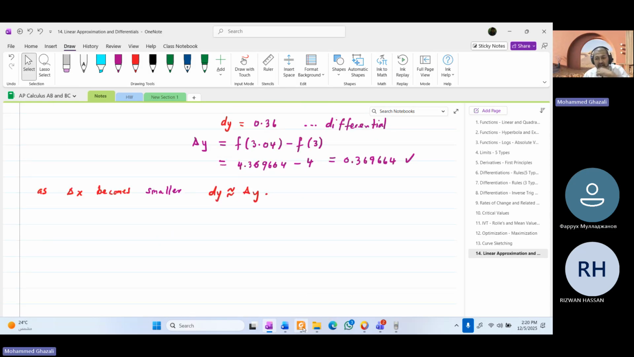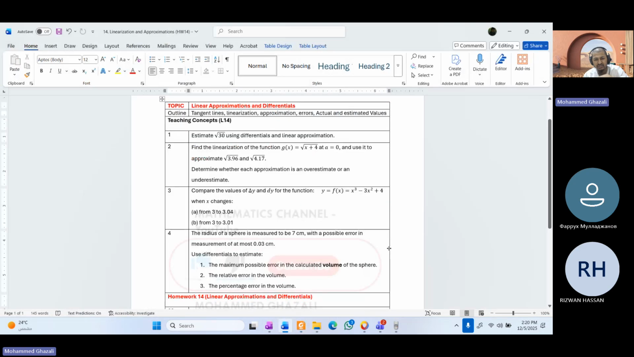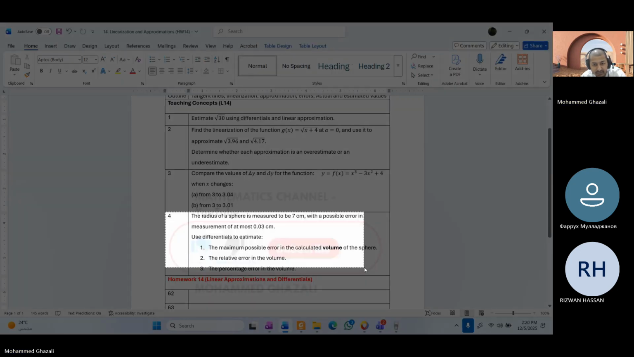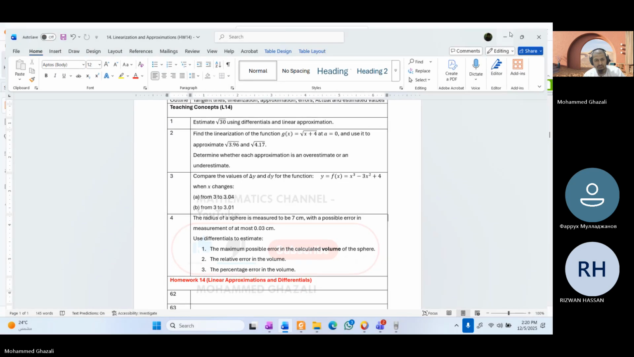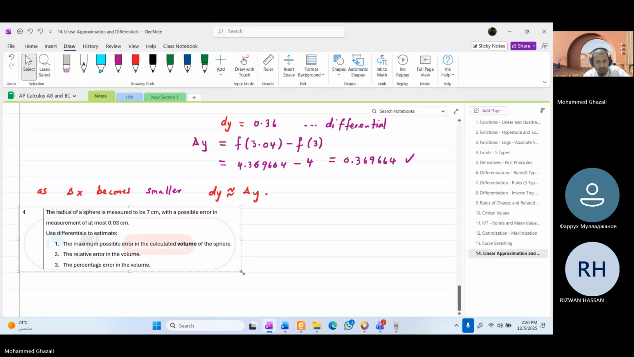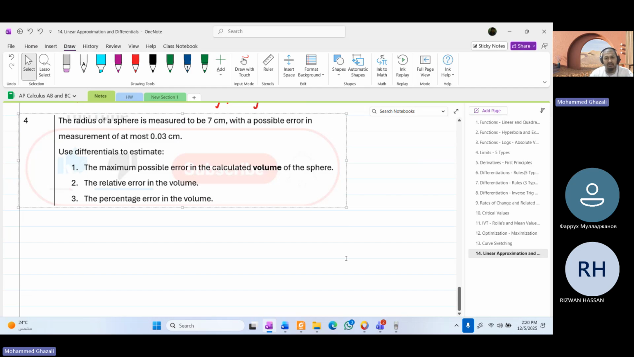All right, great. I just have one more example. That's from the textbook, I changed it a bit. The radius of a sphere is measured to be 7 centimeters, with a possible error in measurement of at most 0.03. Are we good? You understand the problem? Yep.